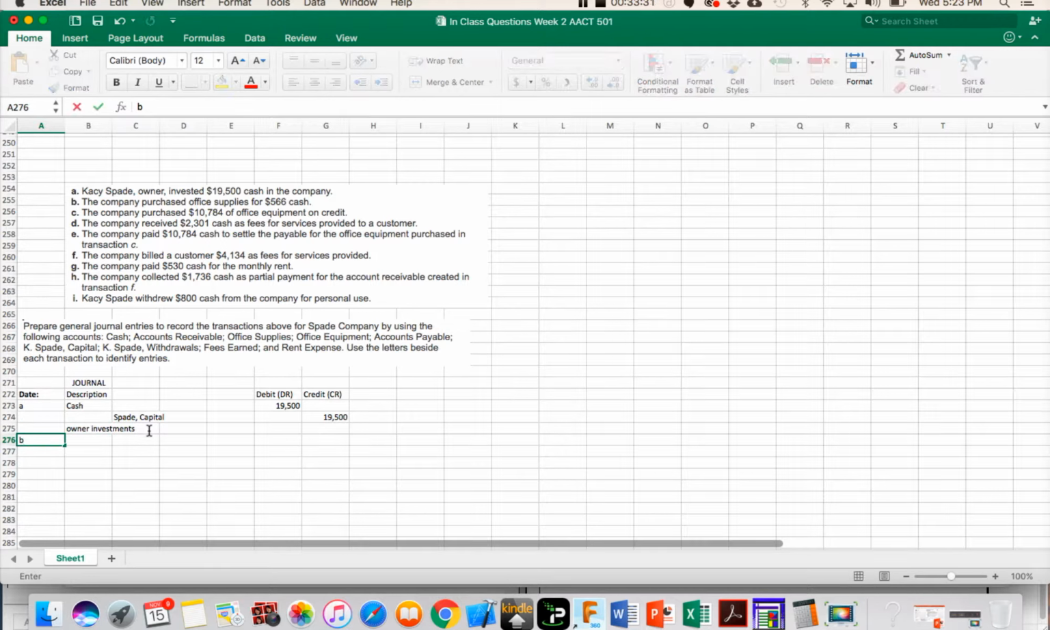All right. B, company purchased office supplies for cash. Office supplies are increasing by this amount because this is, again, going to just kind of hold the value of those items until we use them up, at which time they will turn into expenses. But for the time being, this is just trading one asset for another. So cash goes down, office supplies go up.